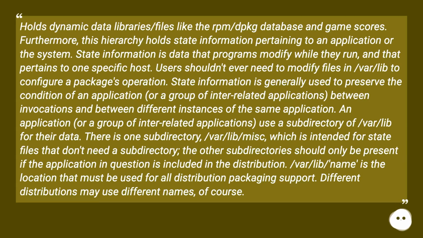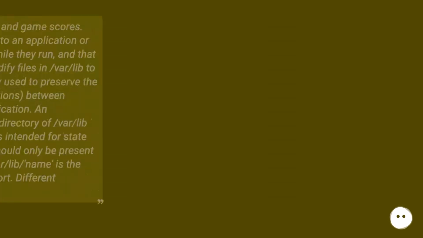There is one subdirectory, /var/lib/miscellaneous, which is intended for state files that don't need a subdirectory. The other subdirectories should only be present if the application in question is included in the distribution. /var/lib/name is the location that must be used for all distribution packaging support. Different distributions may use different names, of course.